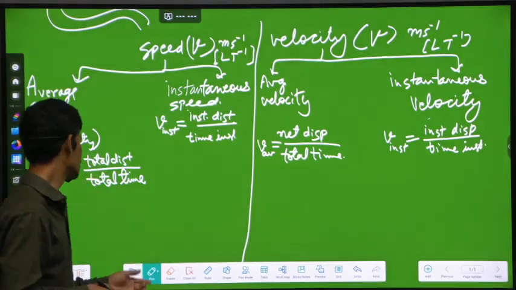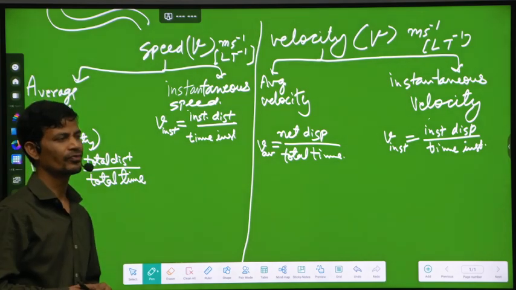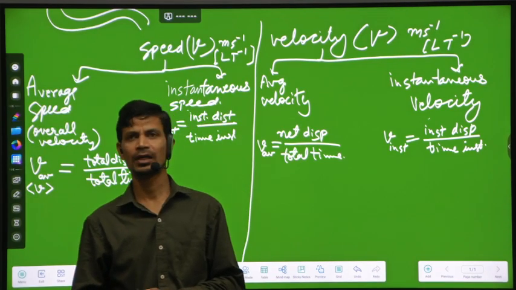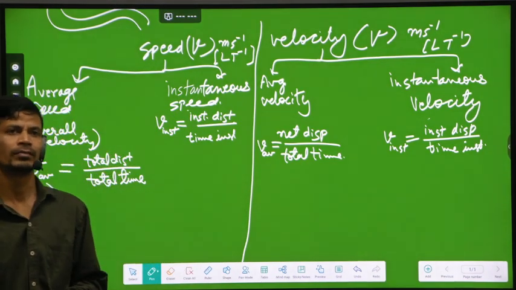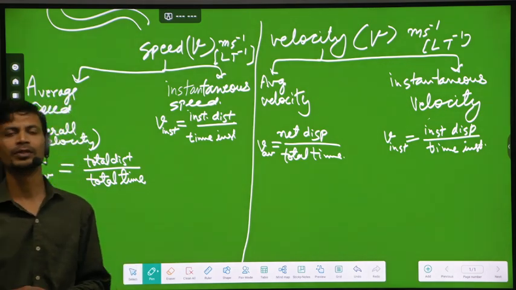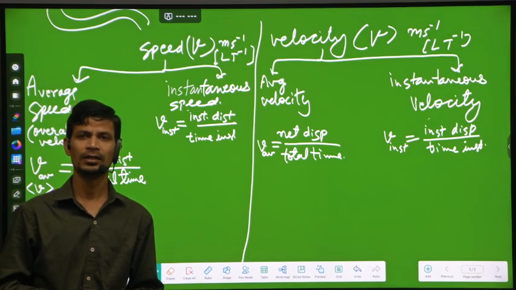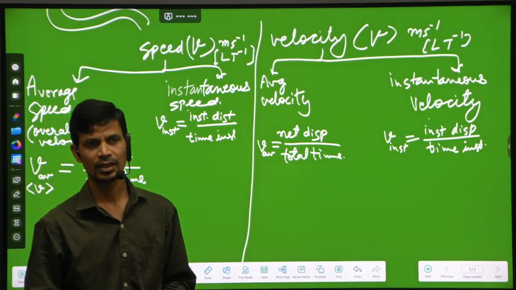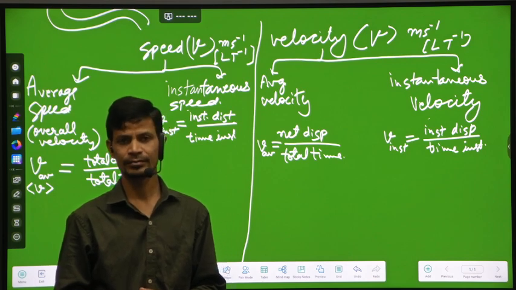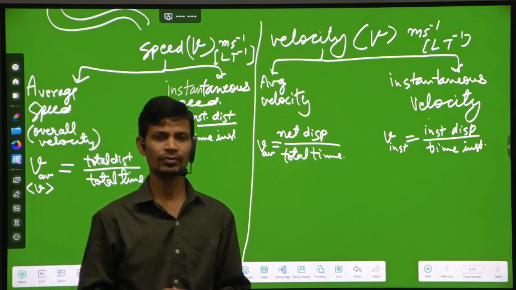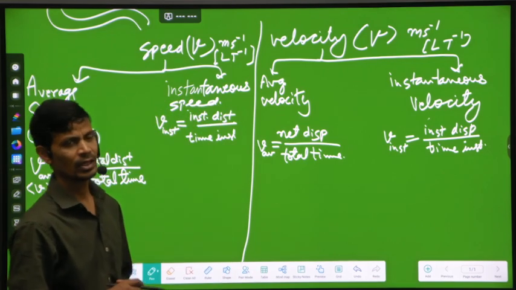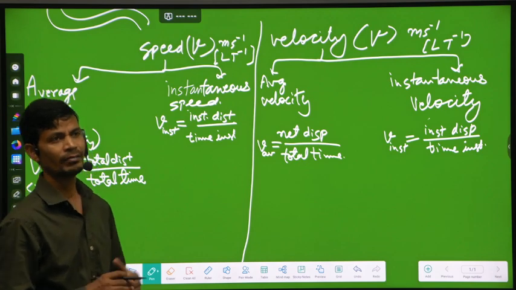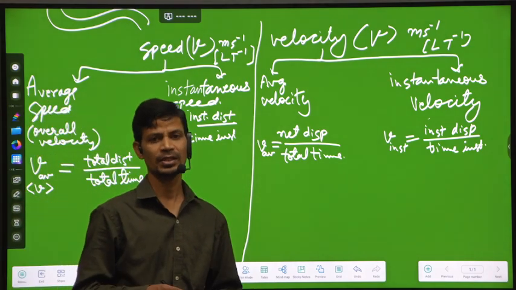Like in our daily life, if I have to go to the market and I see that the market is this many kilometers far, and if I have to go there fast, I will try to achieve more speed. So this is how we use this concept in our daily life. At that time, what I am dealing with is average speed.